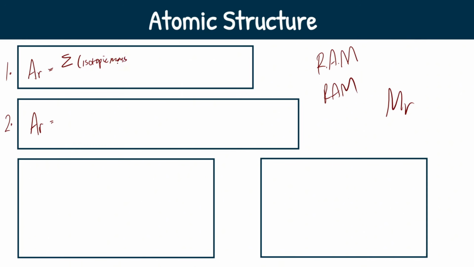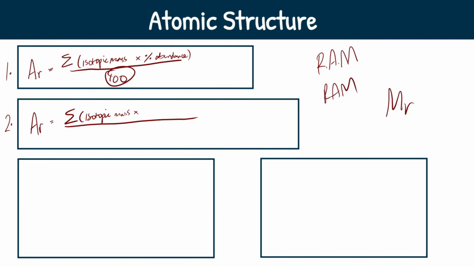Isotopic mass, or isotope mass. What is the mass of the isotope multiplied by something divided by 100, okay? The second one is exactly the same. What is our isotope's mass multiplied by something divided by something else, okay? So I'm going to tell you, if you're given the percentage abundance, you're going to be using this equation, divided by 100. The reason you divide by 100 is because it's a percentage, so we want to get rid of that.